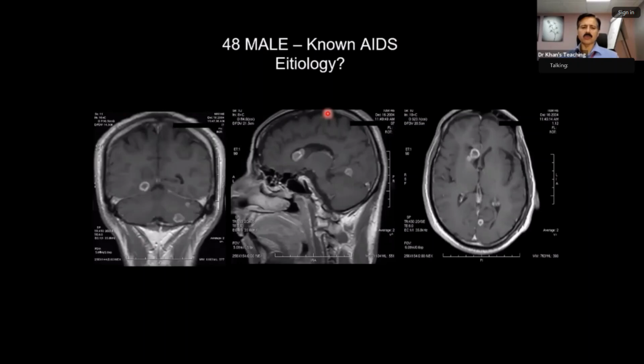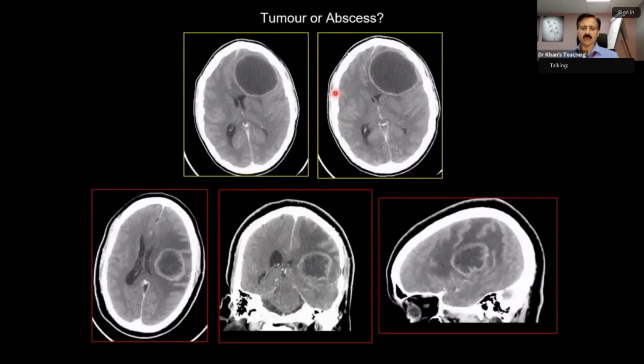So of course, when you see a ring enhancing lesion, toxoplasmosis, TB, both of them will be there. Now, tumor versus abscess. In the exam, I can show you this case, and your differential will be that it is an abscess or it is a necrotic tumor. Please remember, a necrotic tumor means it's a high-grade tumor.